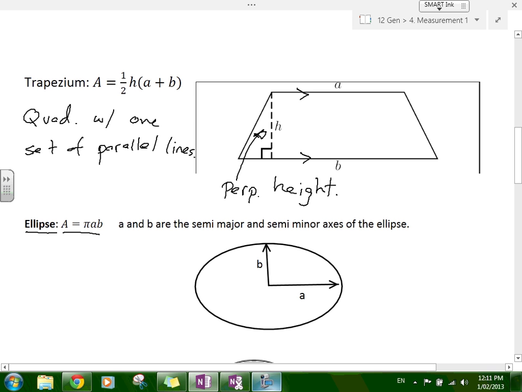Just make sure you take note of this. Anyway, you get the idea. Semi-major, semi-minor axis, multiply them together, multiply by pi. Okay.